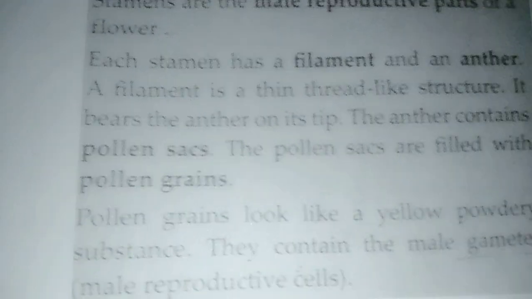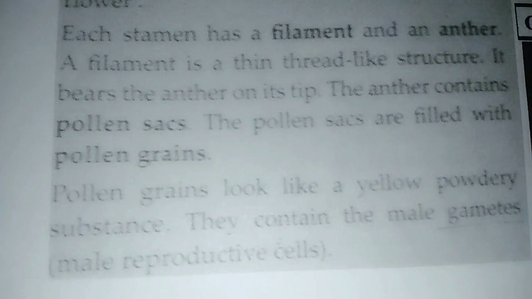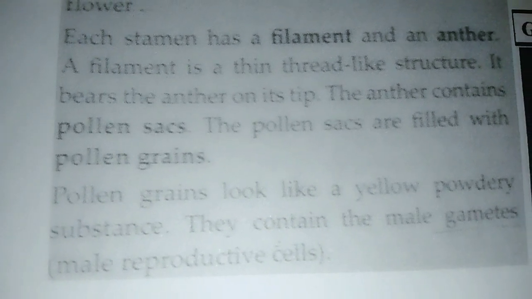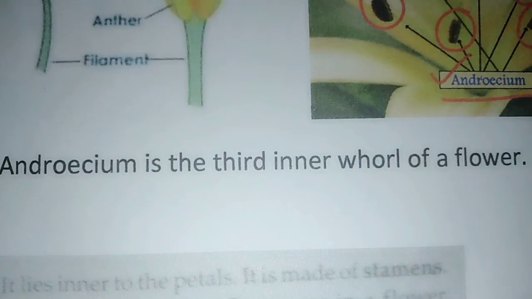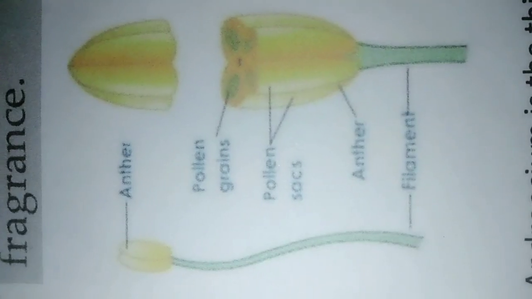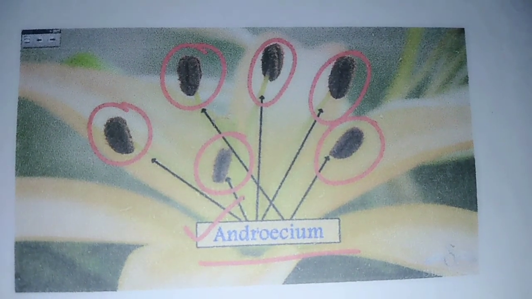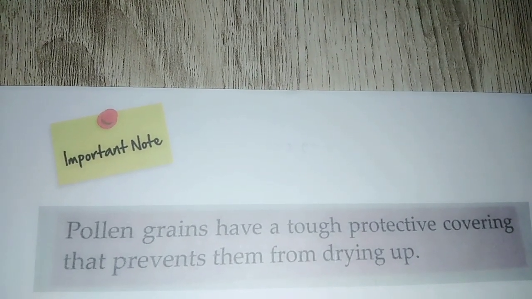The anther contains pollen sacs. The pollen sacs are filled with pollen grains. Pollen grains look like a yellow powdered substance. They contain the male gametes, male reproductive cells. Androecium is the third row of a flower. Pollen grains have a tough protective covering that prevents them from drying up.